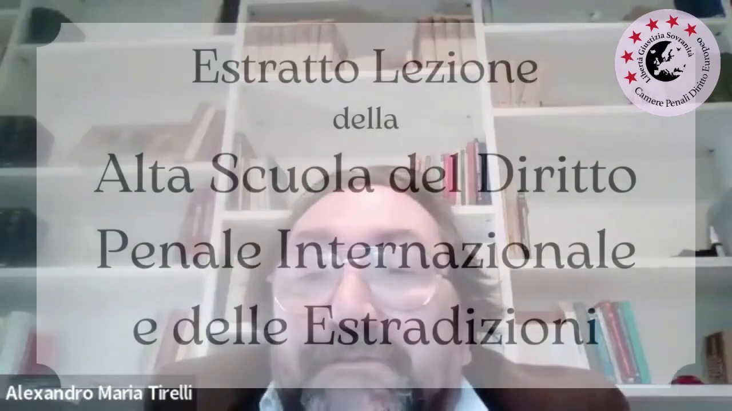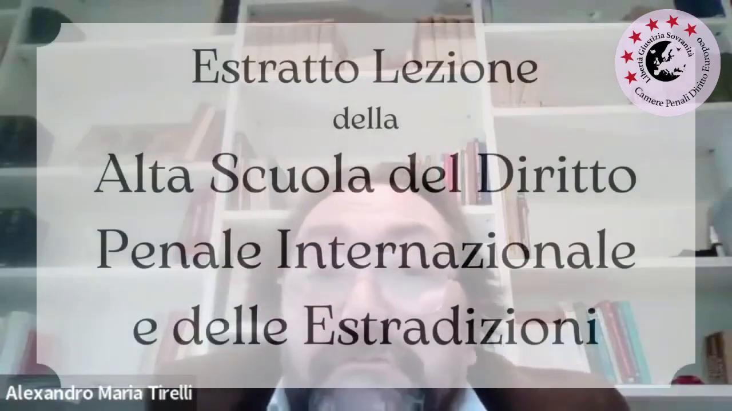If the person has already received a final conviction for the same act in Italy, this is also, as you may know, a mandatory ground for refusal. Then there are the optional grounds for refusal. So what are they? For example, the person is an Italian citizen or resident in Italy, and the state offers to carry out the sentence in Italy.